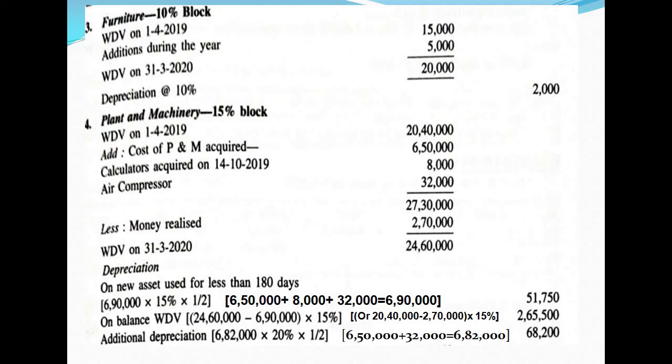So in this case, it has been taken only for the new plant and machinery and for the air compressor, that is 6,50,000 and 32,000. So you have to keep this in mind. We also have calculators, but remember these calculators, even though they fall under the same block of assets of plant and machinery under the 15% block, for any office appliances, additional depreciation is not allowed. So that's why additional depreciation is allowed only on the new plant and machinery and the air compressor.